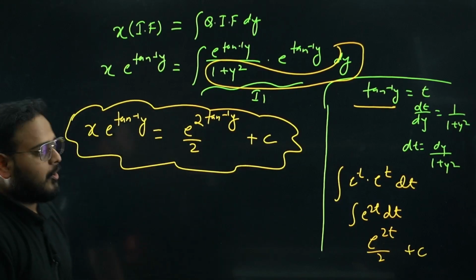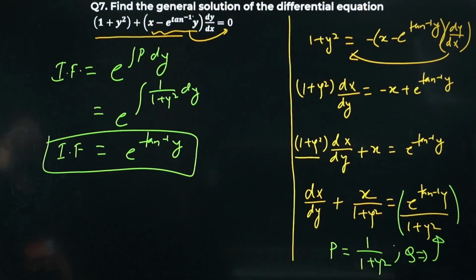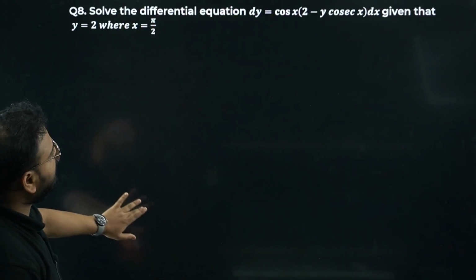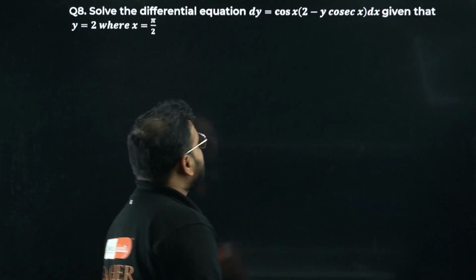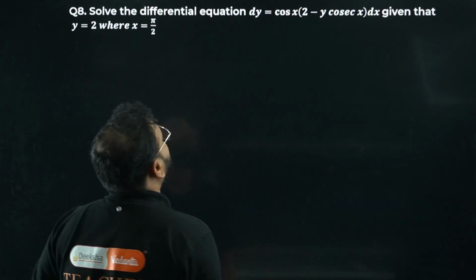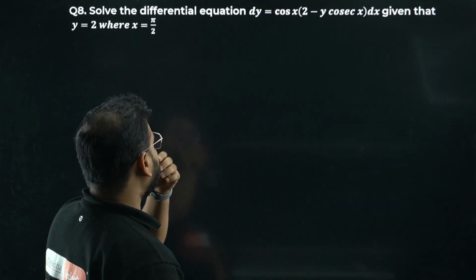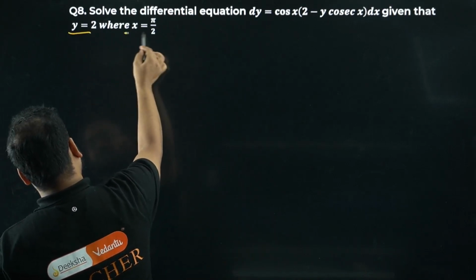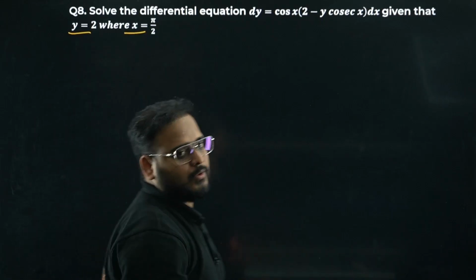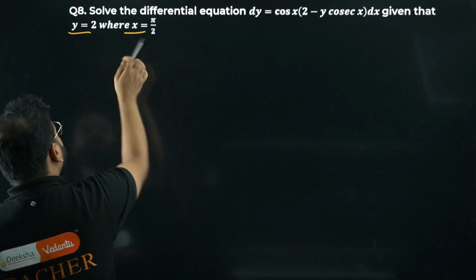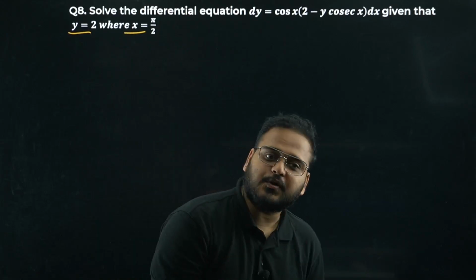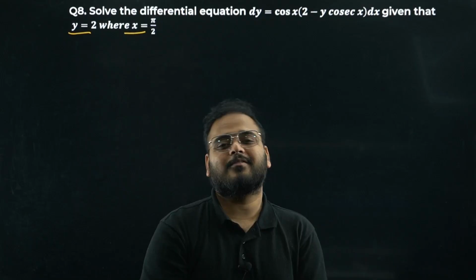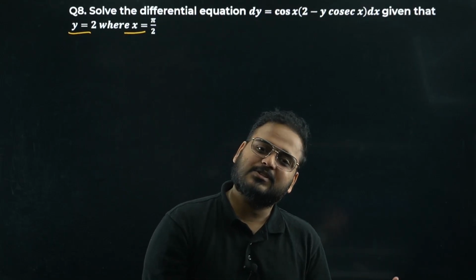Alright, after this we have only one question left to solve. So just take your time and go through this. This is clear. Let's move on to the last question of the day. Solve the differential equation dy by dx, okay, dy equals cos x times 2 minus y cosec x dx. Given, again, we are looking for a particular solution only. Whenever you have x and y constants given, using that we'll find the constant value and then we'll put it back in the general solution to get the result in the form of a particular solution. That makes sense to all of you?